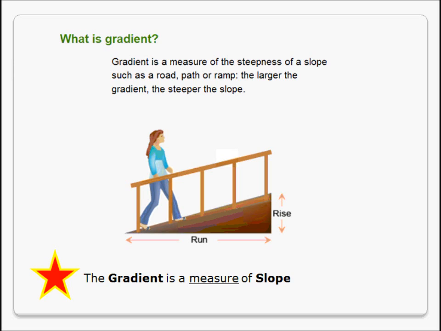When we look at gradient, we are measuring the steepness of a slope. Now normally we would think of things like roads or paths or ramps, and therefore the larger the gradient, the steeper the slope and the more difficult it is to climb. In this area though, we're going to be looking at straight lines, and we're going to be looking at the gradient as a measure of the slope.